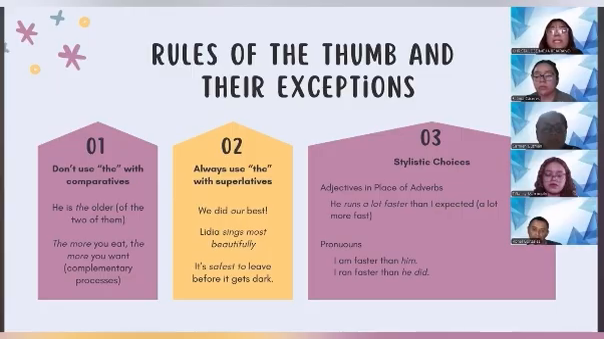In this case, it would be Lydia sings most beautifully. And the last one is when we want to infer the structure that something is the best or the easiest or the safer thing to do. We omit the D, because if we say the safest to leave before it gets dark, it doesn't make much sense. And the third one is stylistic choices.